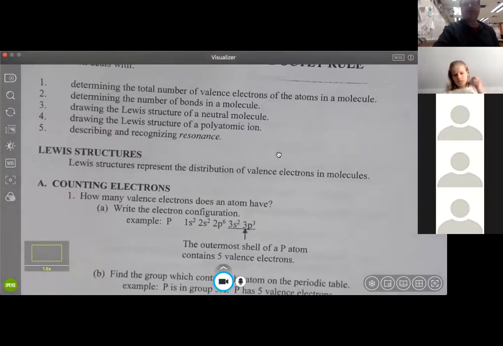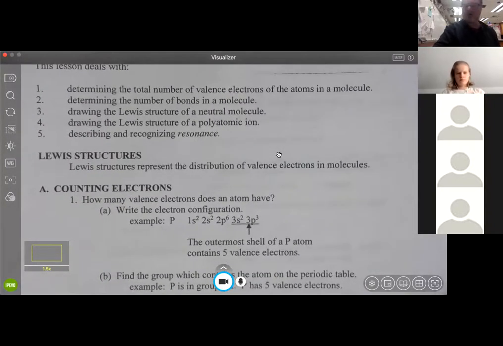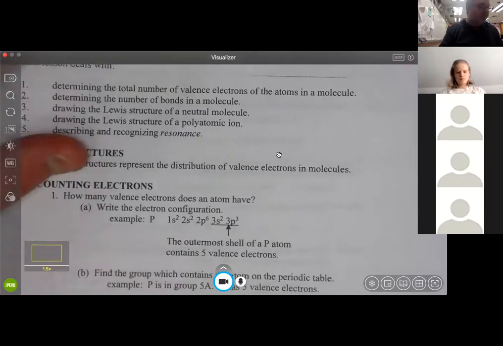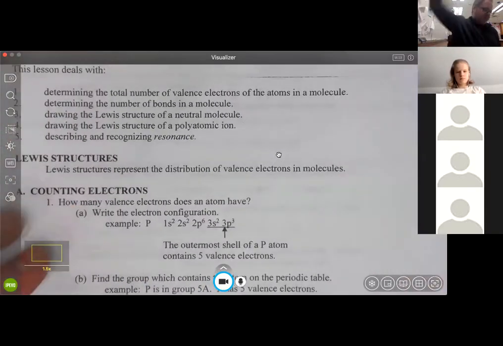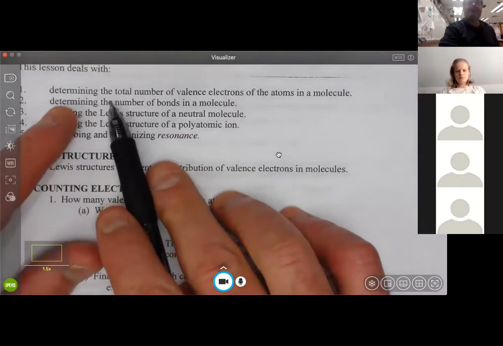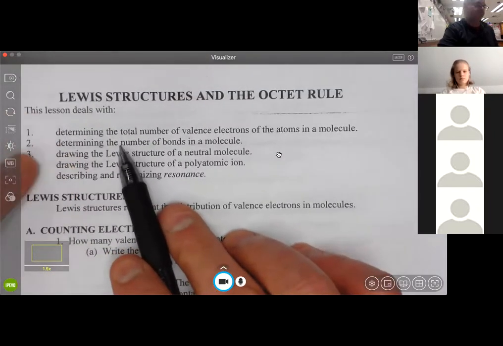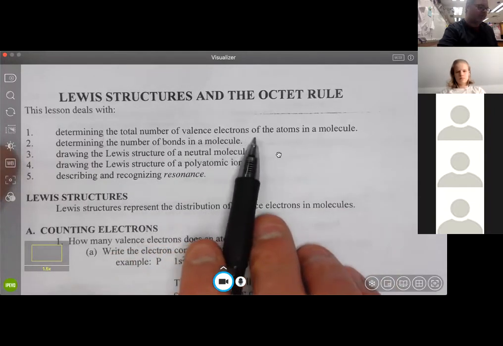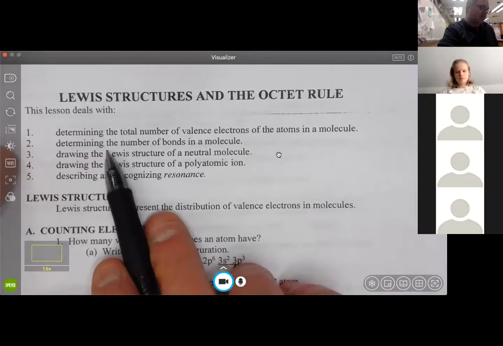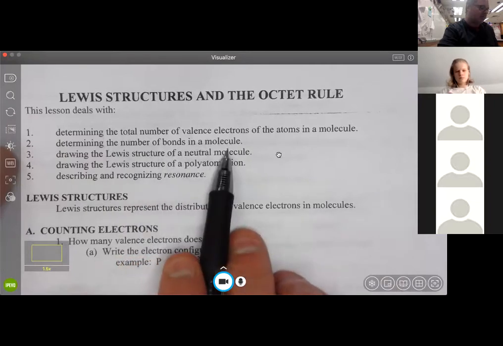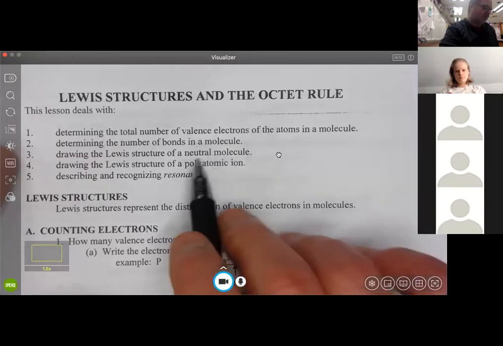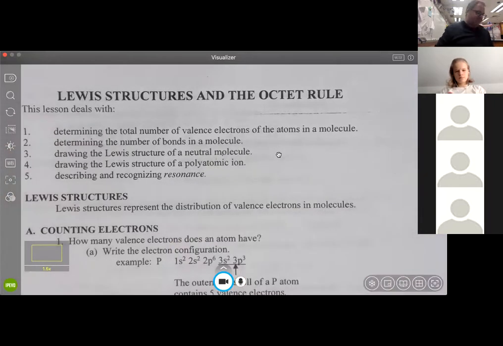Questions so far? We are almost done. Today's an easy day. If you kept up with all that, you are in good shape. So today we wanted to basically get you to learn how to draw basic Lewis structures. To do that, you need to determine the total number of valence electrons. You need to determine the number of bonds in the molecule, draw the Lewis structure of a neutral molecule, and we will be doing that. That's where we'll be stopping today.